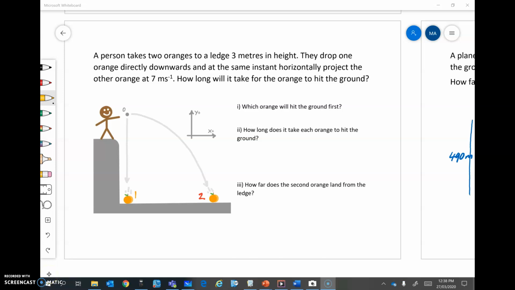Hi again, science students. In this video we're going to continue our discussion of projectile motion, and we're going to focus on time of flight.